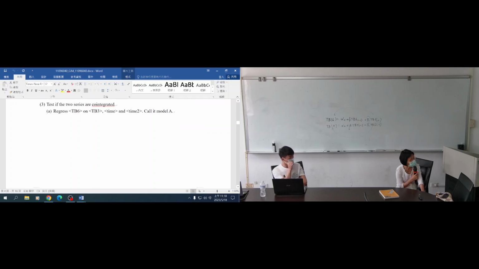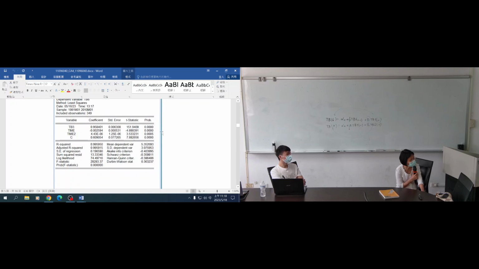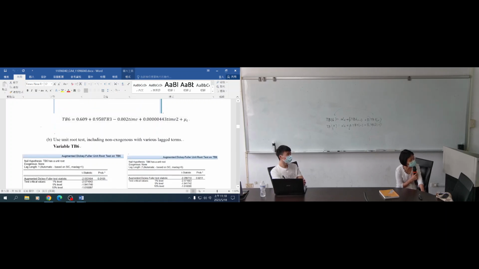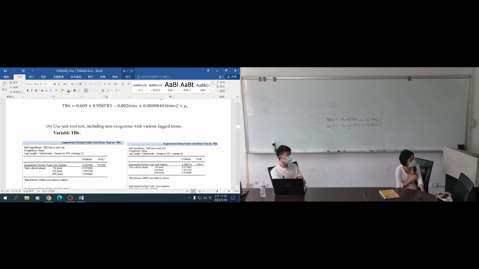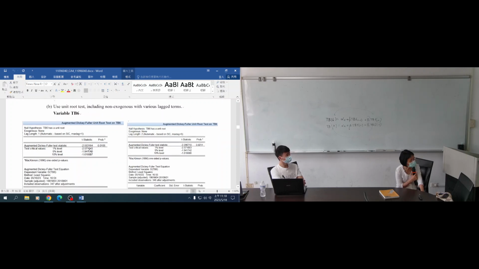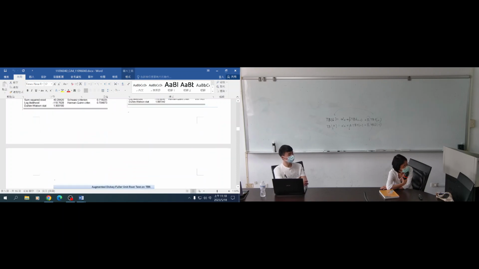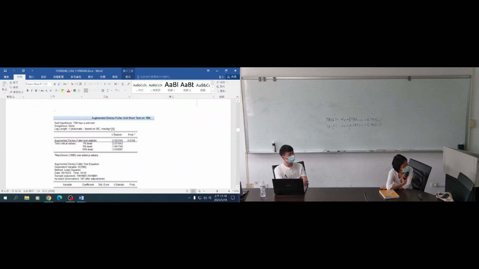And then this is the regression model A. We all have the significance here, and this is the equations. And I'm testing the unit root test with none. And for TB6, with lag 1, it passed. And for lag 6, it also passed. With lag 12, it obviously passed.